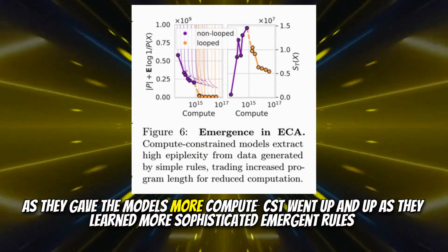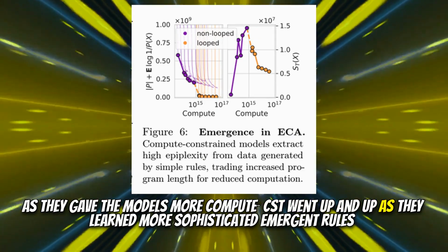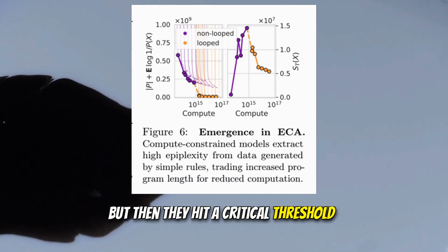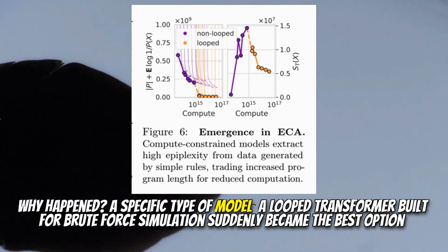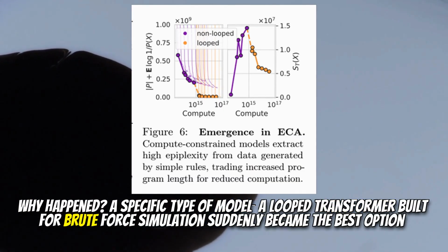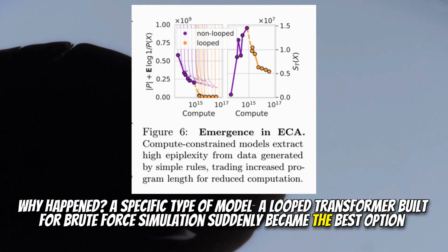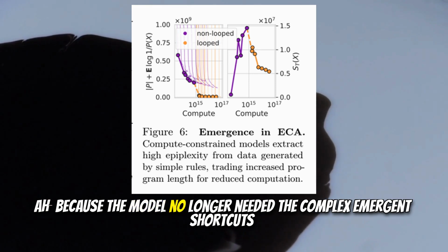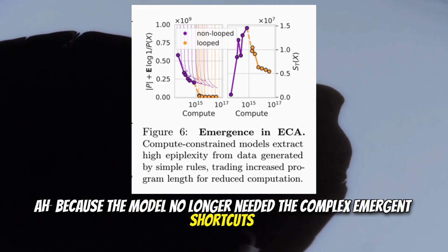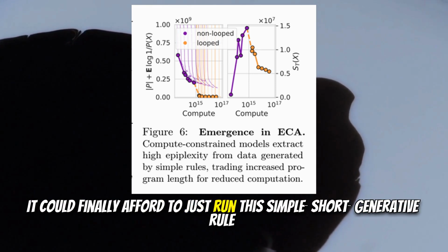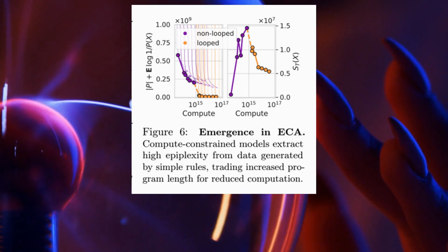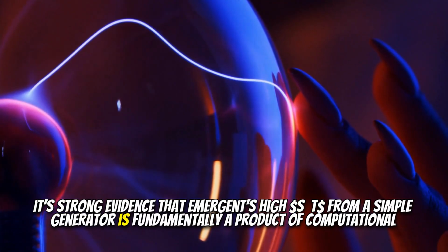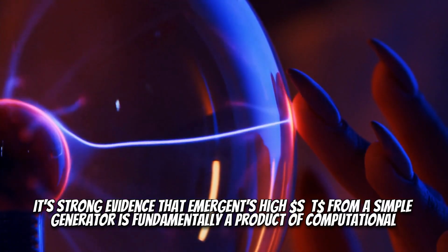And they showed this again with the Rule 54 experiment. As they gave the models more compute, S_T went up and up as they learned more sophisticated emergent rules. But then they hit a critical threshold. What happened? A specific type of model, a looped transformer built for brute force simulation, suddenly became the best option, and S_T just plummeted. Because the model no longer needed the complex emergent shortcuts. It could finally afford to just run the simple, short generative rule. Exactly. It's strong evidence that emergence, high S_T from a simple generator, is fundamentally a product of computational constraints.